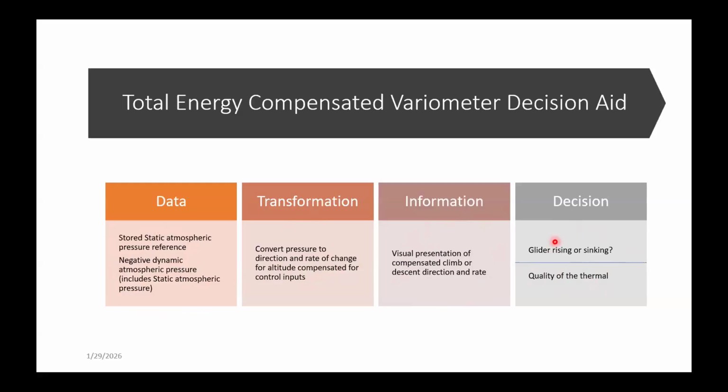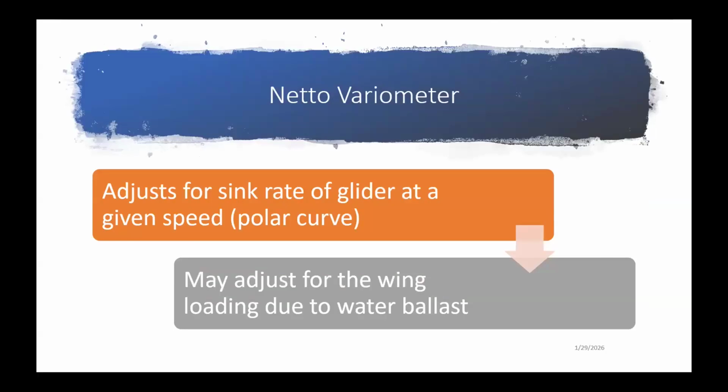Now, what this is really doing for you is that if you were to pull back on the stick, your vario is not going to go wee, wee, wee, wee, and say, oh, I've got lots of lift, because that's not what you're doing. You just traded airspeed for altitude.